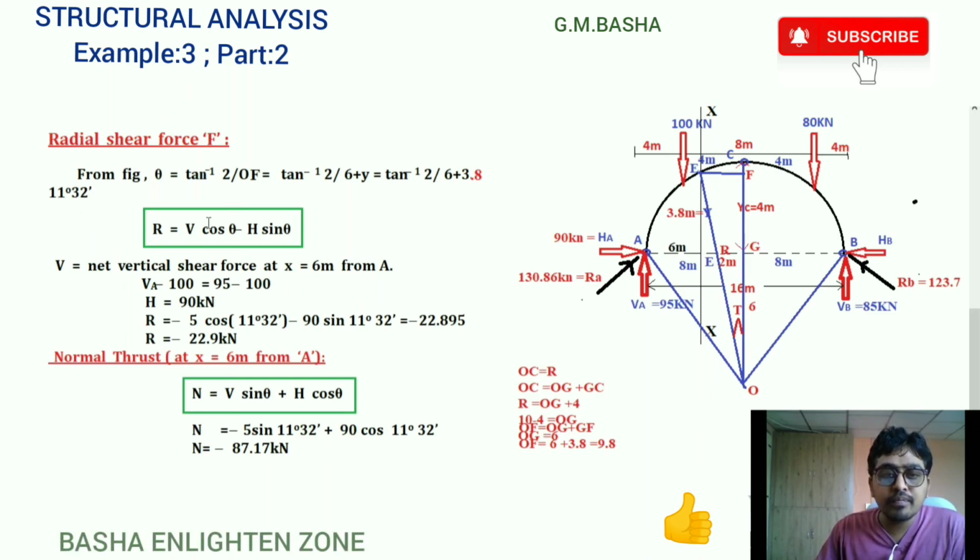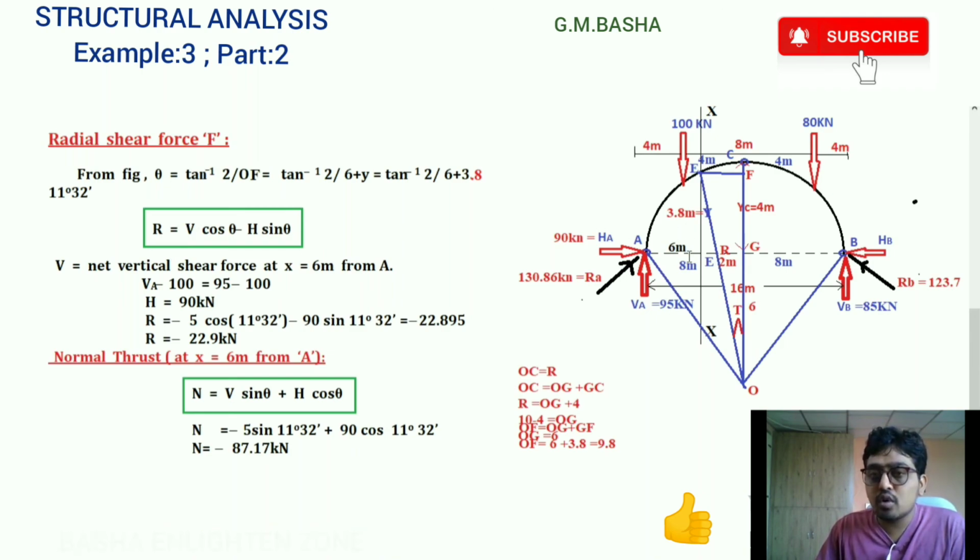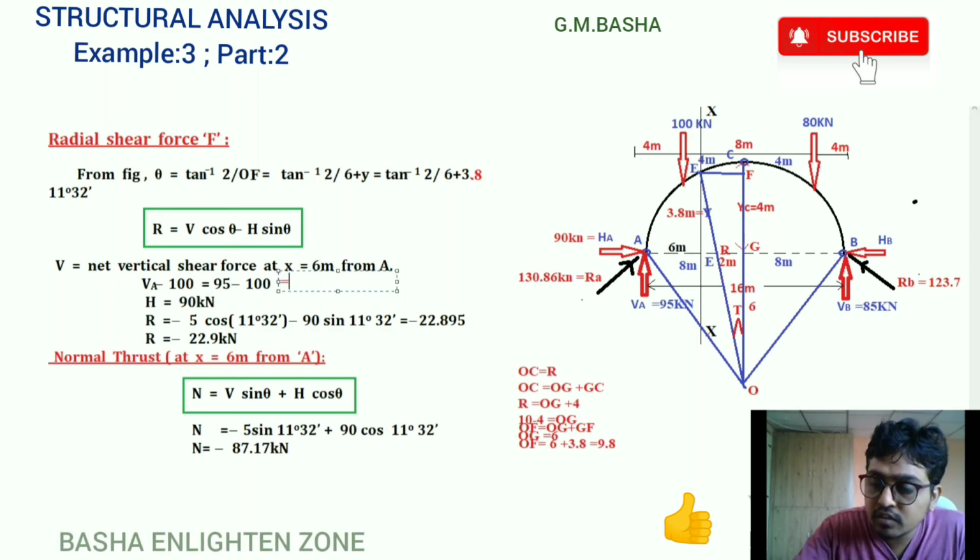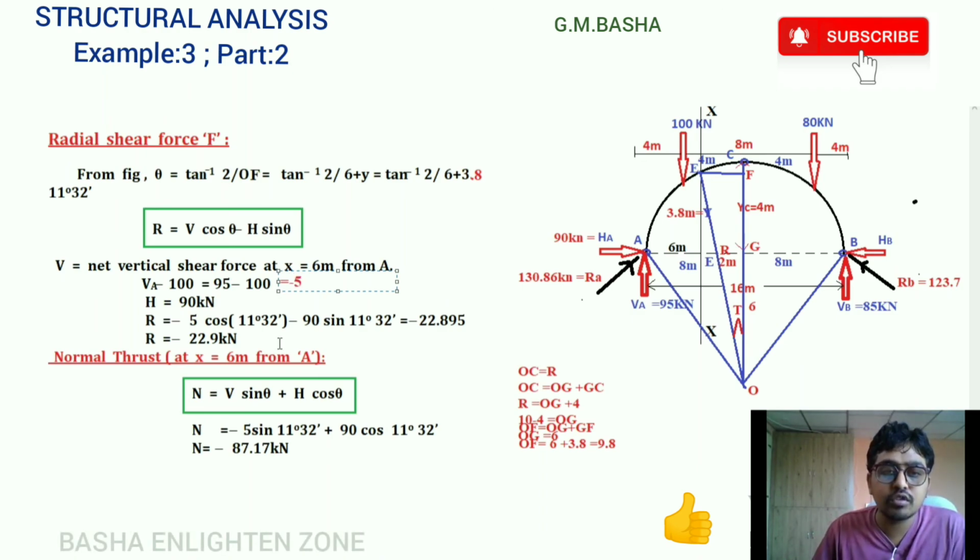Again, what is V? V is the net vertical shear up to 6 meters from that left support. So whatever the given distance, up to there we have to find out the net vertical shear. See here, VA will be acting upwards and 100 kilonewtons will be acting downwards. So for upward force, 95, and for downward force, minus 100. So you will get the net vertical shear force equal to minus 5. 95 minus 100: VA is acting upwards and 100 is acting downwards.